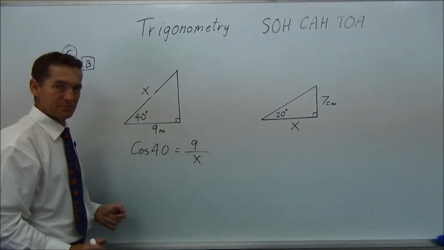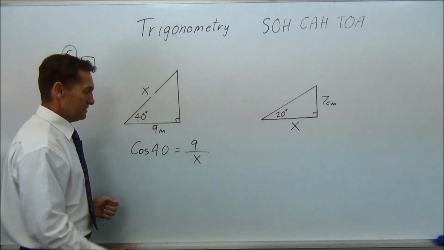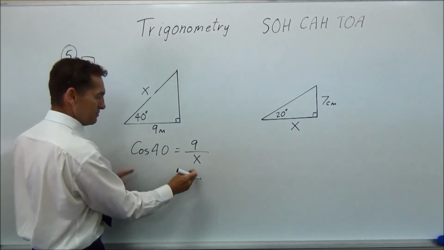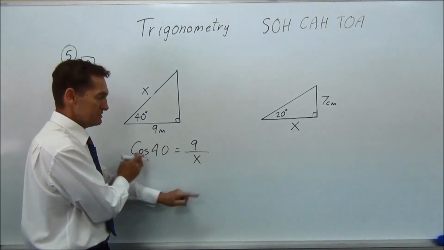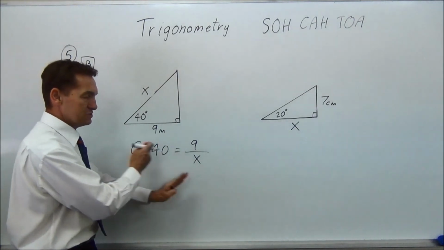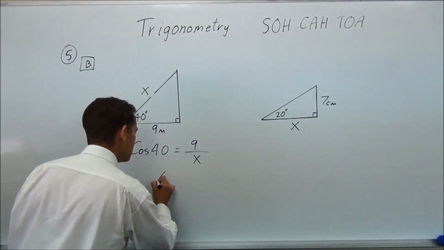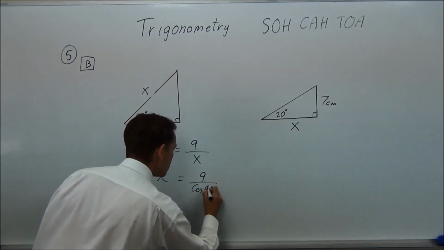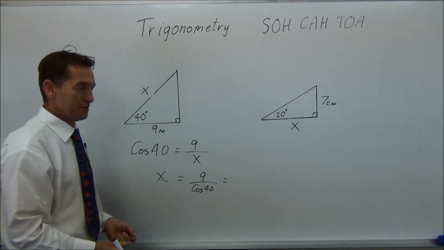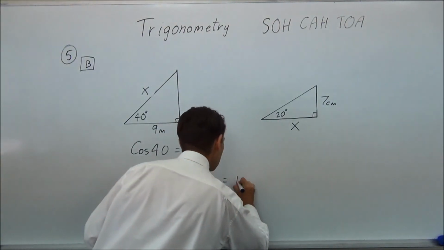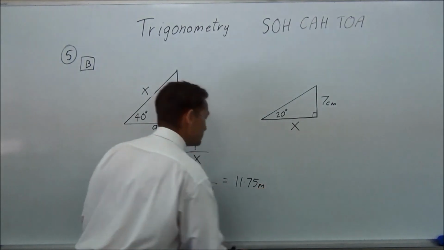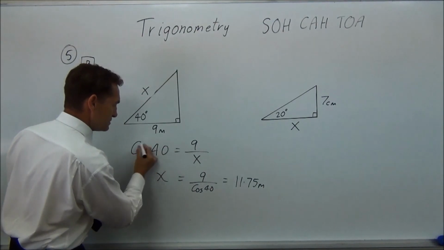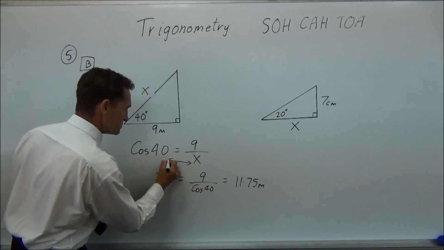Now you've got x on the bottom. Could be a problem, but it isn't really. Basic algebra, multiply both sides by x and divide both sides by cos 40 means these two switch places. So when you end up with x on the bottom, you just switch those two around. So you'll end up with x equals 9 divided by cos 40. Punch that in your calculator and you end up with 11.75 metres. Okay, so pretty straightforward. You're just switching those two around.